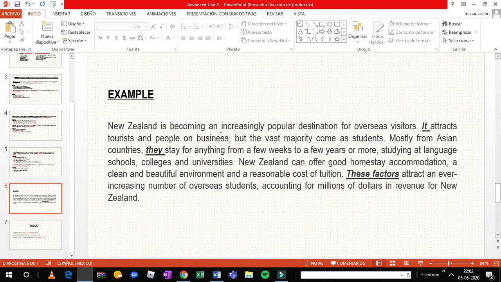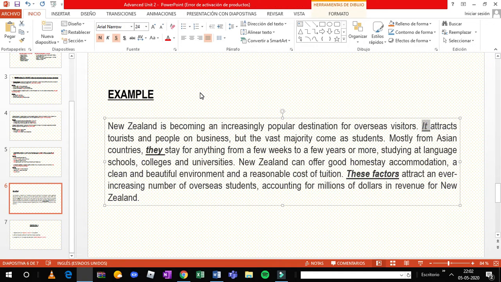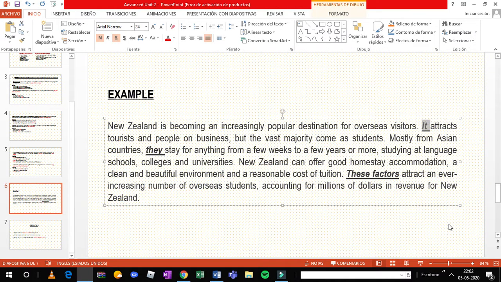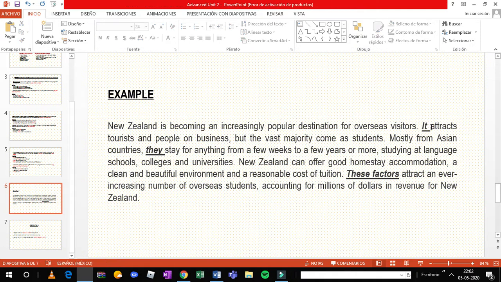Tenemos aquí un texto, ya para ponernos en contexto. New Zealand is becoming an increasingly popular destination for overseas visitors. It attracts tourists and people on business, but the vast majority come as students. So, in this case, it is the referring word that I have to check, to see which word from behind it refers to.